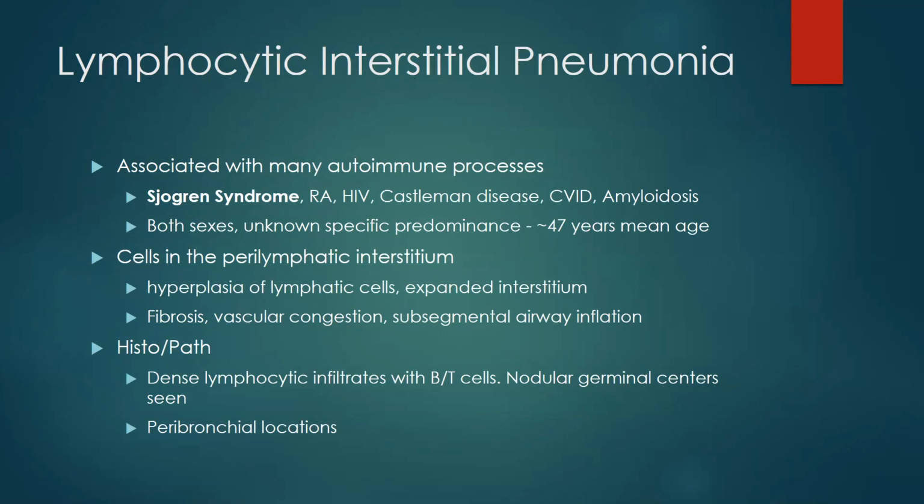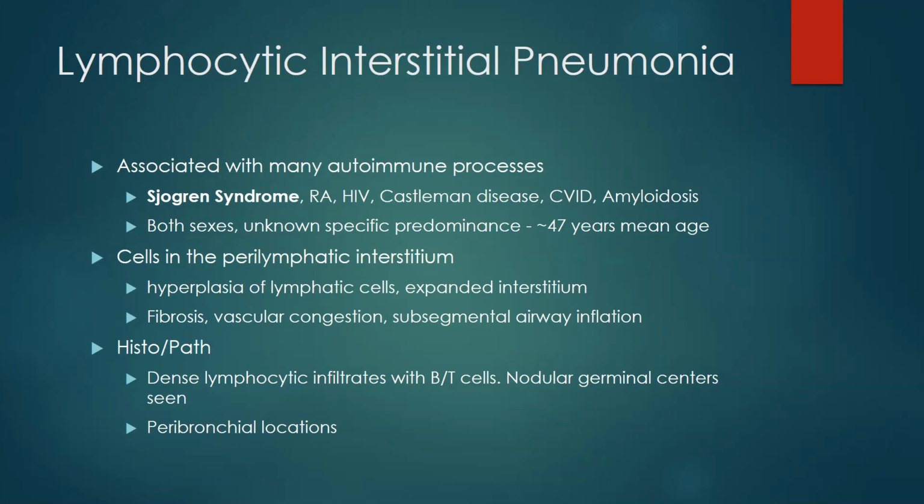So, lymphocytic interstitial pneumonia. It's a cystic lung disease associated with many autoimmune processes and infections. It's very highly related with Sjogren's syndrome specifically, but can also be seen in rheumatoid arthritis, HIV with AIDS, Castleman's disease, CVID, and amyloidosis. It's unknown specifically in terms of sex predominance, but it does occur in both sexes, with a mean age of about 47 years old at diagnosis.